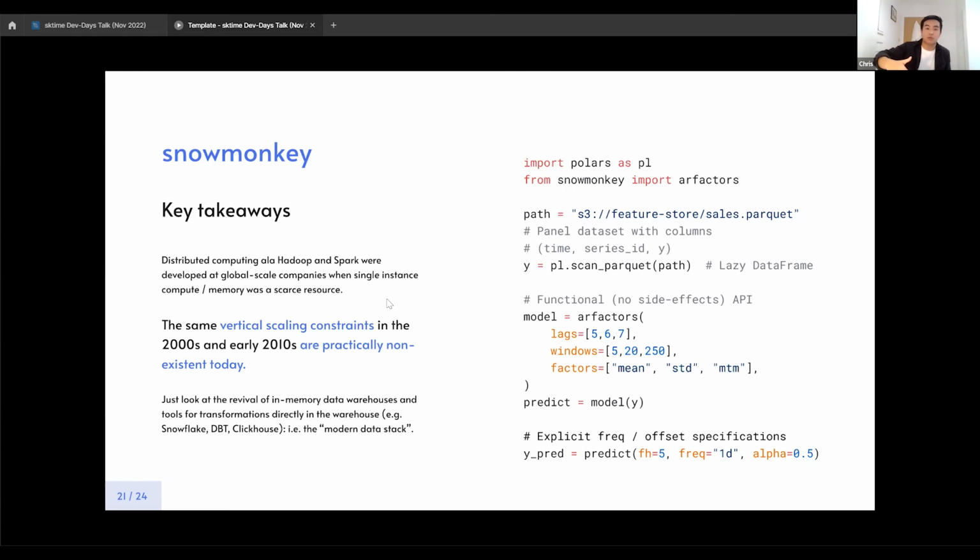So people in industry will probably have heard of the modern data stack in the last 2 years. This revolution, pushed forward by companies like Snowflake, DBT, and ClickHouse, is testament to what I'm saying right here, which is the revival of these in-memory data warehouses and tools. It shows that vertical scaling is possible and is perhaps more cost-effective than the distributed paradigm, right? Because with the distributed paradigm, you have all the hidden costs that I mentioned in the example beforehand.